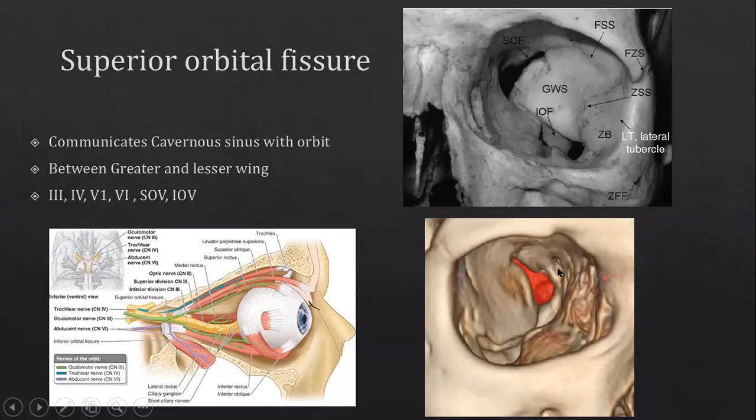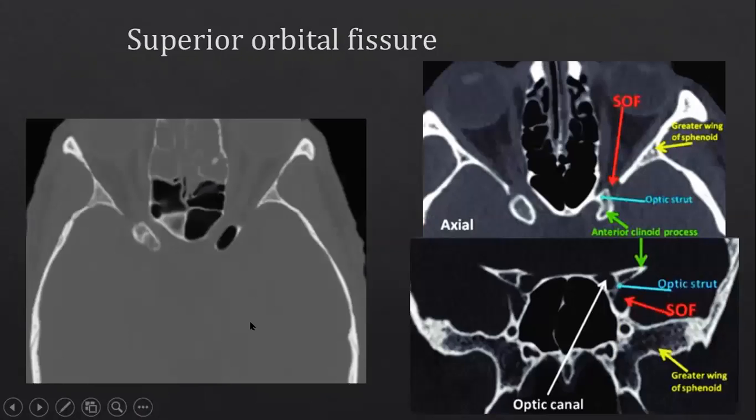You'll remember we talked about the annulus of Zinn, which is a muscular-tendinous structure which will provide attachment to the muscles of the orbit, which are then concentrated around this muscular-tendinous ring as they fan out anteriorly in a muscle cone to attach to the globe.